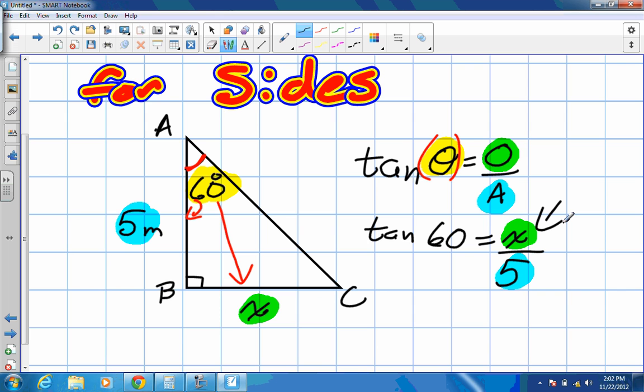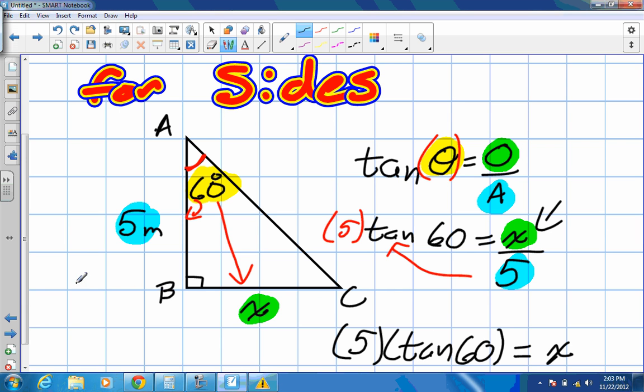How would I get x by itself in this case? If it's x divided by 5, how do I get that 5 out of the right side of the equation? When moving it to the other side, multiply. This is using the tangent ratio to solve for sides. So tan 60 times 5 is equal to x. So we're going to set that up now. x is equal to 5 times tan 60.